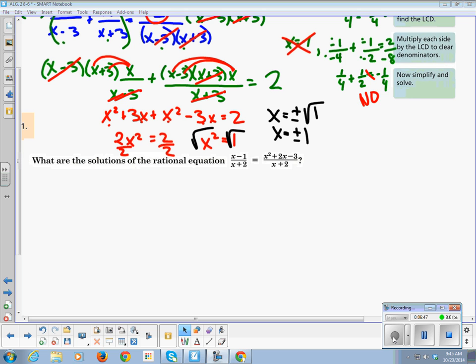Alright, so we're going to find the solutions of the rational equation x minus 1 over x plus 2 equals x squared plus 2x minus 3 over x plus 2. So the first thing I want to do is multiply by the common denominator, and thankfully it's already common. So I'm going to multiply both sides by x plus 2. When I do that, my denominators drop out and I am left with just my numerators. And then I have to replace each other. In this case, I'm going to get all the x's on one side of my equation.